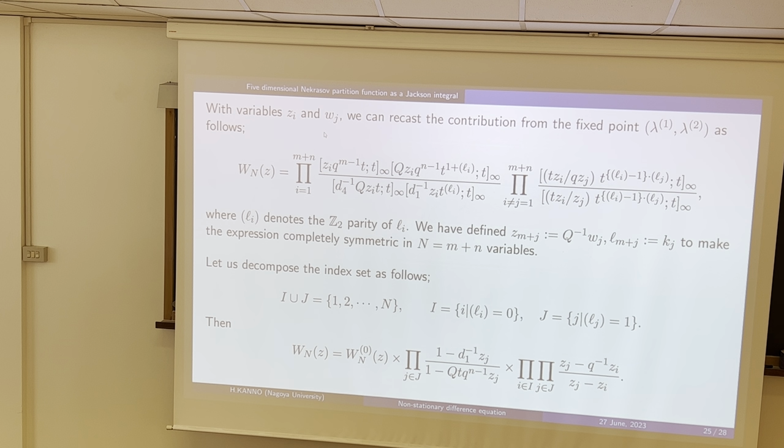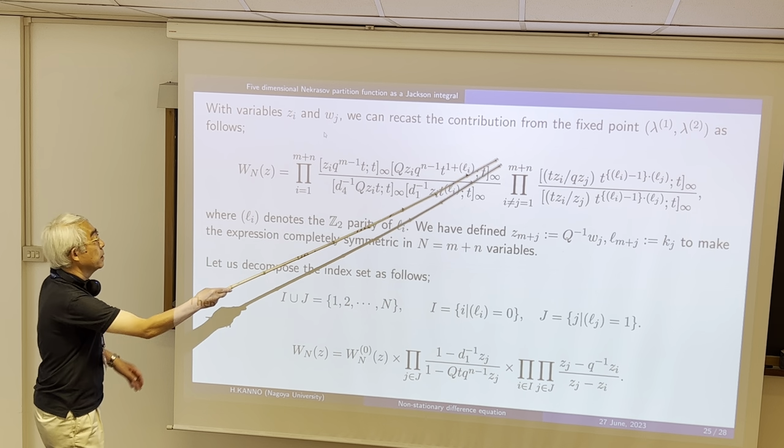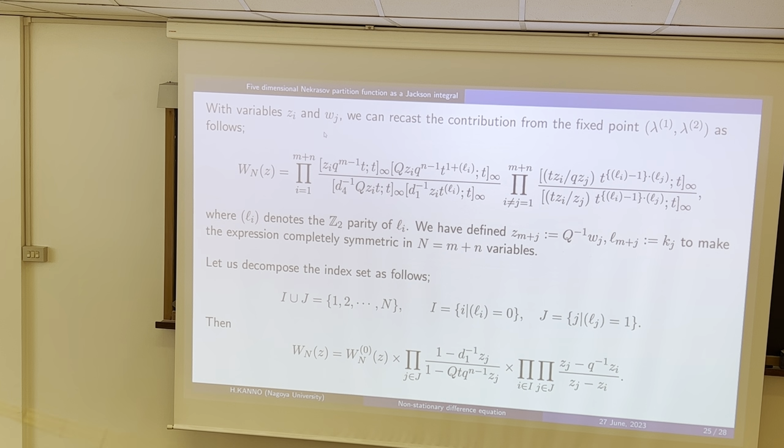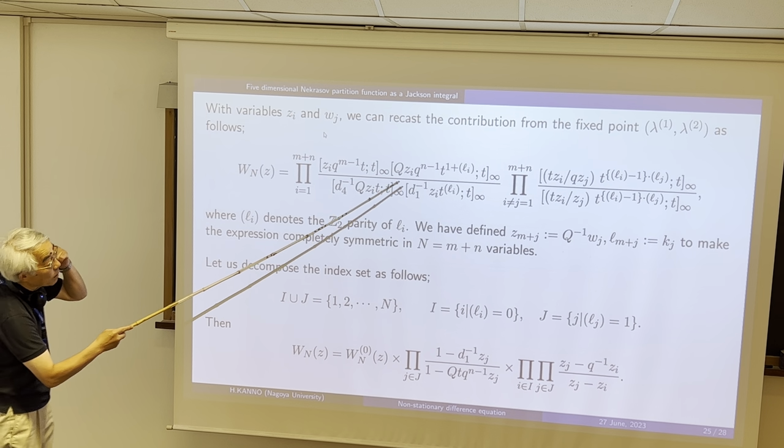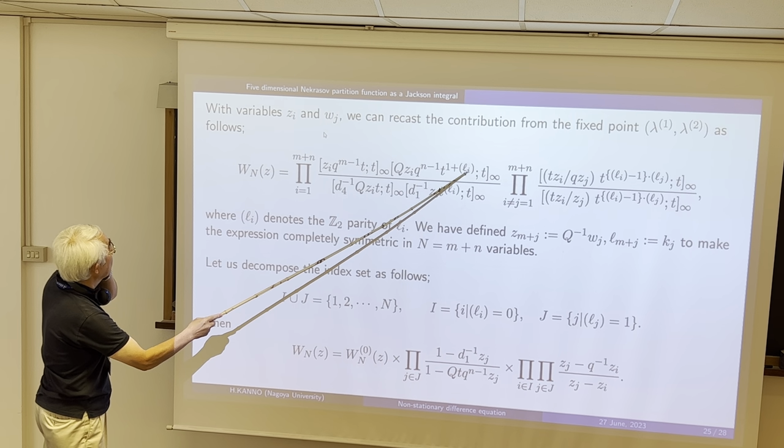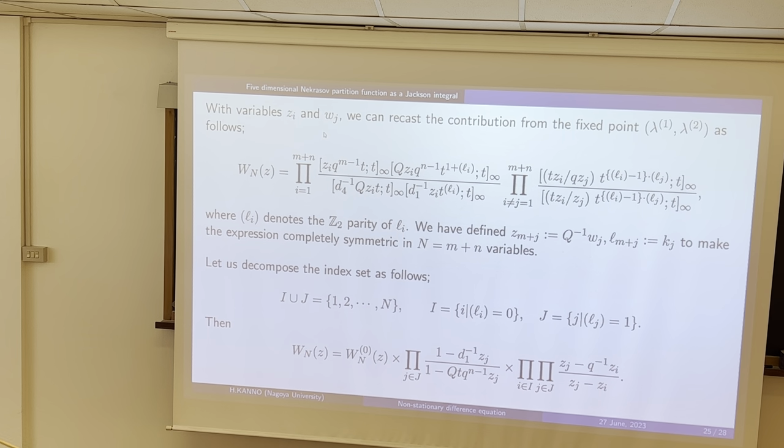With these variables z and w, we can recast the contribution from a fixed point labeled by this pair of Young diagrams as follows. We make some combinatorial argument or computation to reduce the Nekrasov partition function to this form. Here also appears something that comes from combinatorics. The parenthesis around l_i denotes the parity of the length of the column: it is zero if the length of the column is even, and one if the length is odd. What we did is the following.